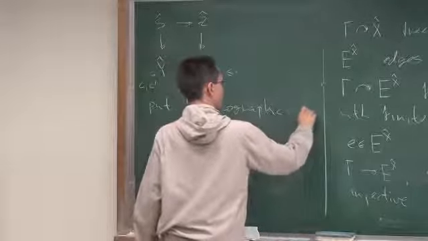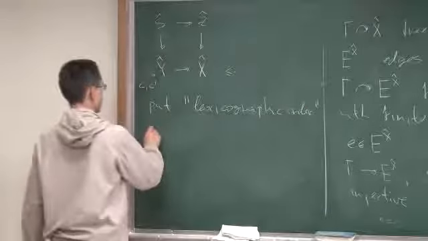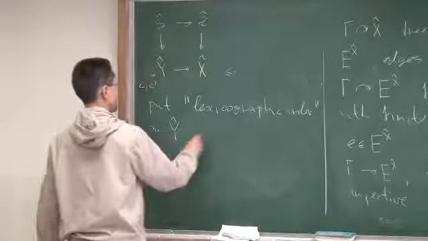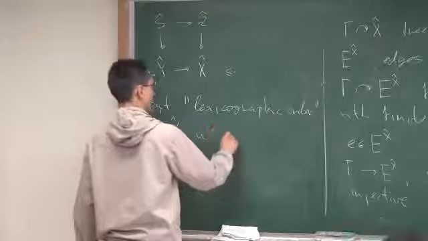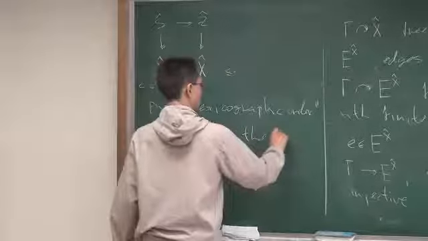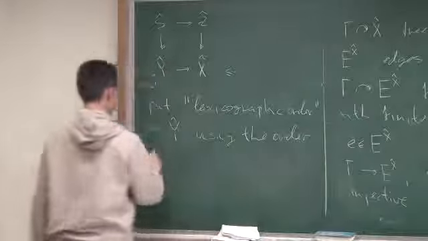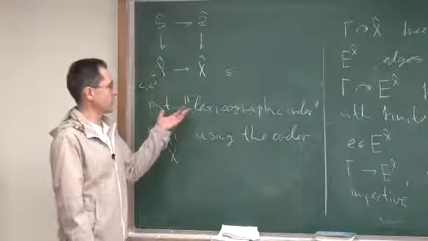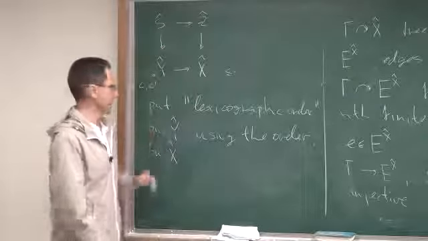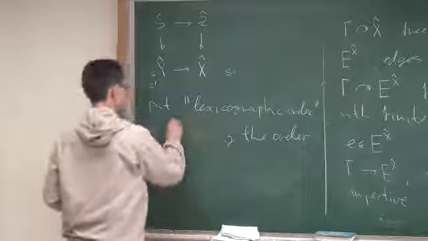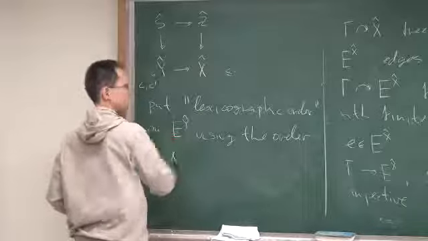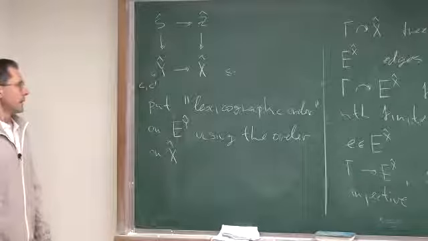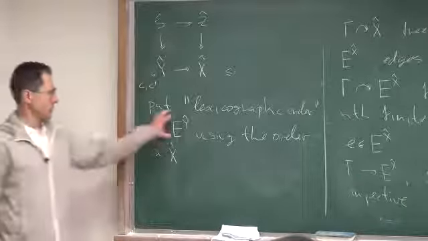Lexicographic order on y hat using the order on x hat. So that way we'll give you a total order on the edges. Maybe I should say not on y hat, but rather on the edges of y hat. This gives a total order on the set of edges.